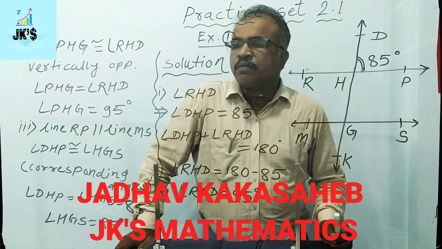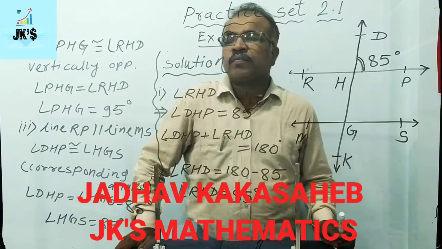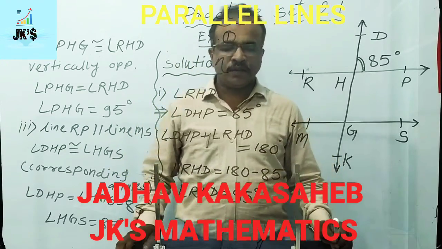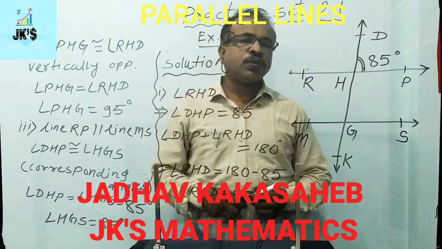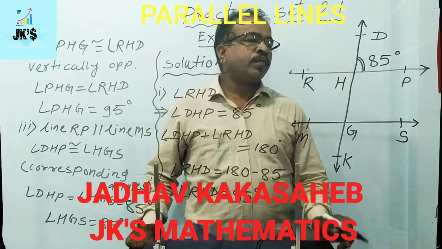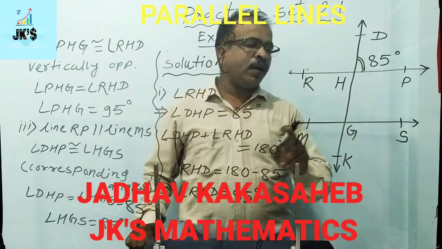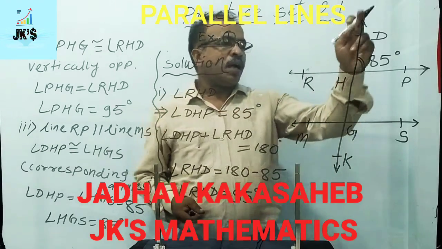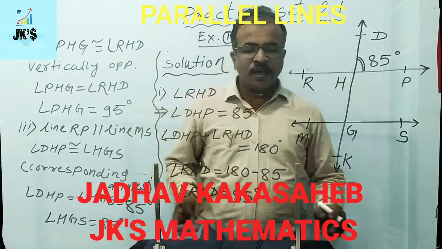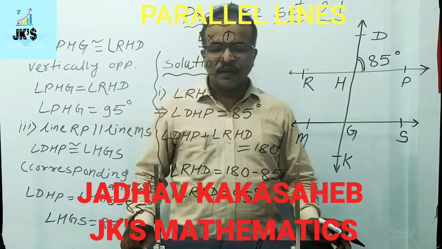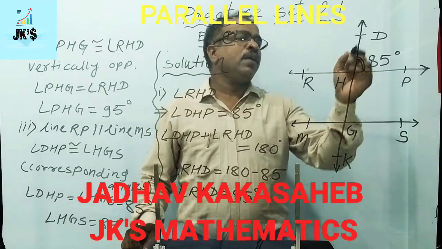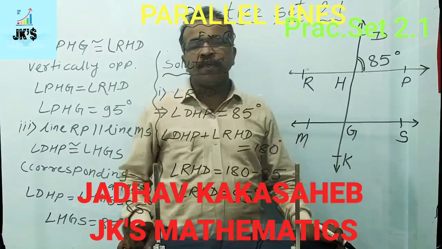We are going to take the practice set 2.1 of parallel lines. The first question is that in the given figure, line RP is parallel to line MS and line DK is their transversal. Then find the values of the following angles. Angle DHP is given as 85.